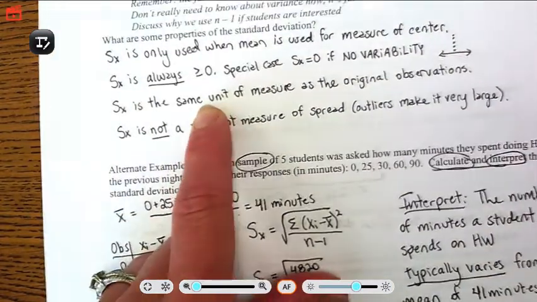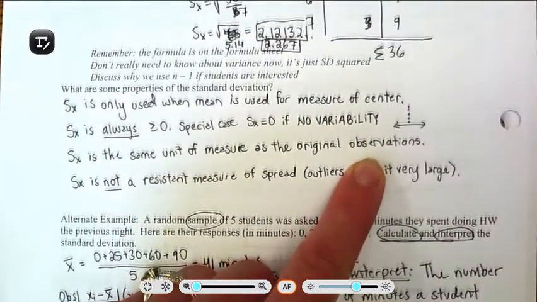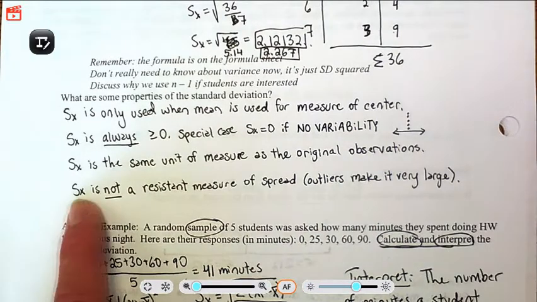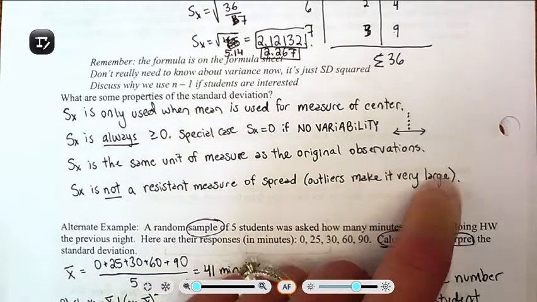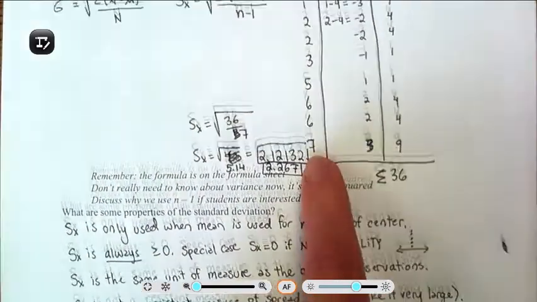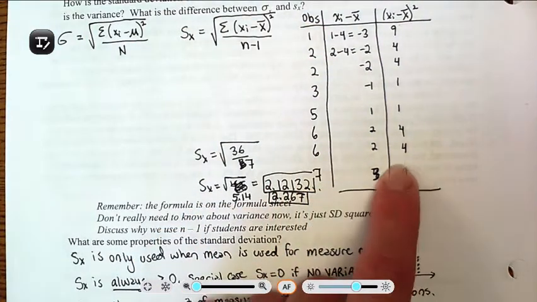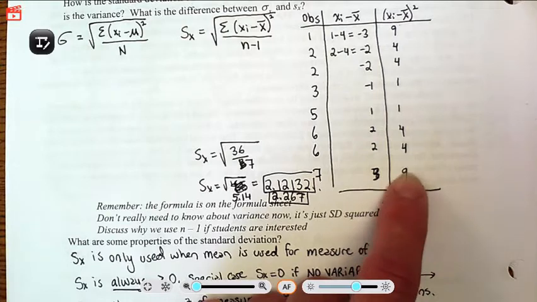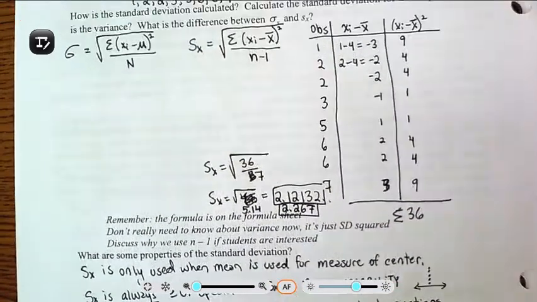Sx is the same unit of measure as the original observations. So the standard deviation of fat is still written in grams. Sx is not a resistant measure of spread. Outliers make it very large, okay? So if you had a really extreme data value that's really far from the mean, it's going to increase the value when it's subtracted from the mean, so its distance from the mean, and then it's going to square and have a really large value and a high impact on the standard deviation.